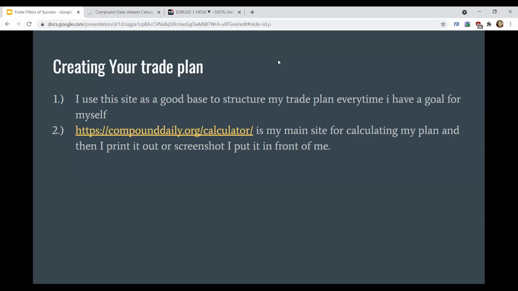Y'all feel me? I'm trying to help somebody, man. I'm trying to help somebody. Someone here needs to go back, create a trade plan, and learn to follow that damn thing. Okay? Somebody here. Somebody. All right, y'all feel me?